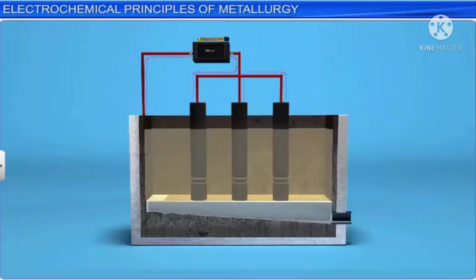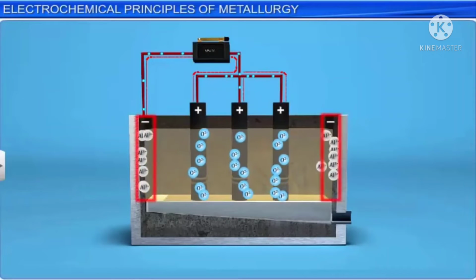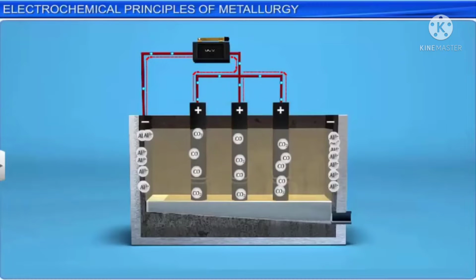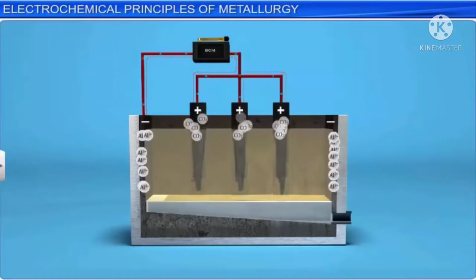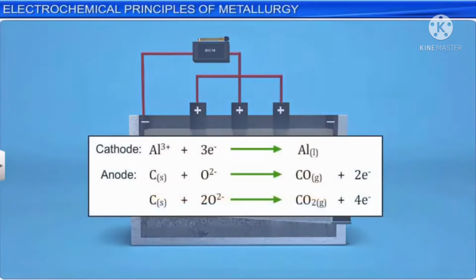When current is passed, all the Al+3 ions move towards the cathode. Oxygen is liberated at the anode, which reacts with the carbon atoms of the anode to form carbon monoxide and carbon dioxide. Finally, the anode will be burned away. In this way, for every kilogram of aluminium produced, about half a kilogram of carbon will burn away at the anode. The cell reactions are shown here.